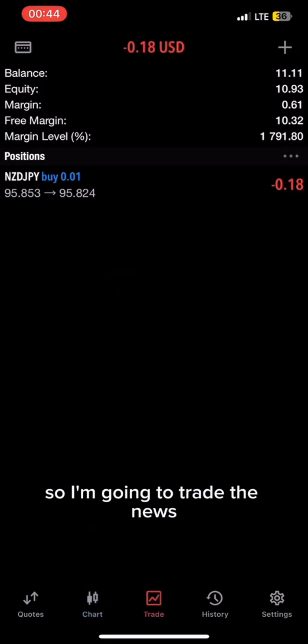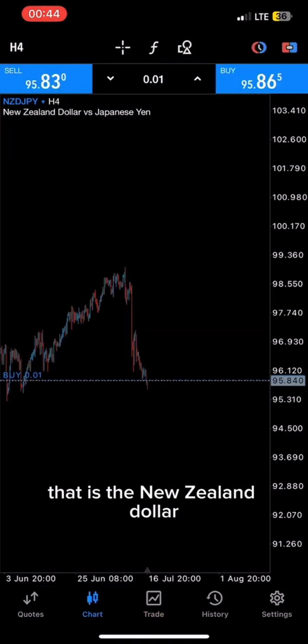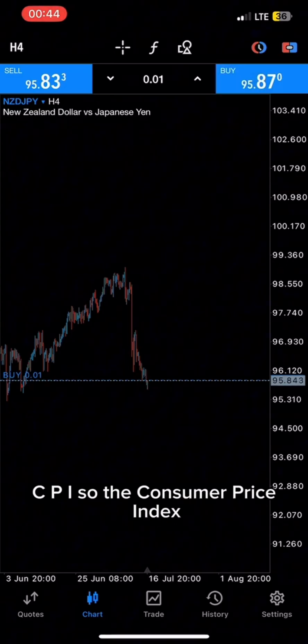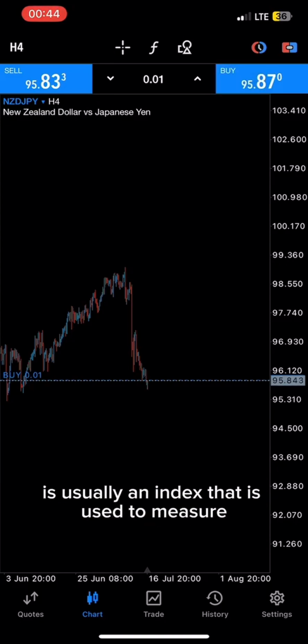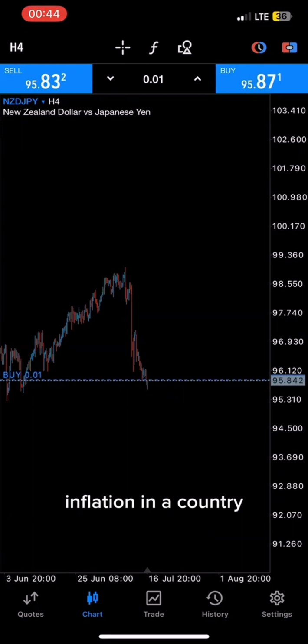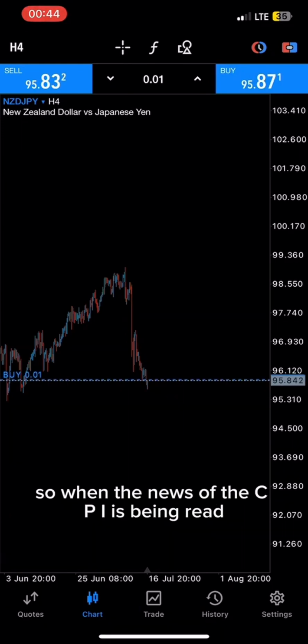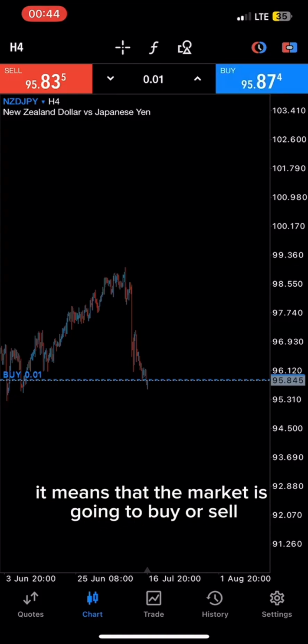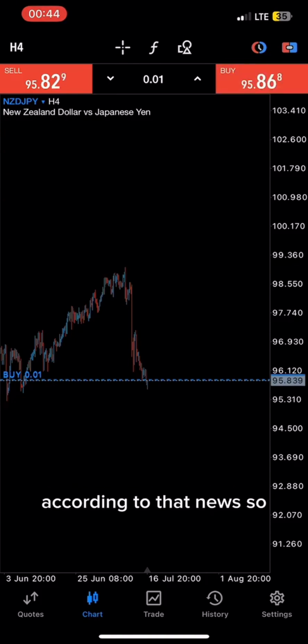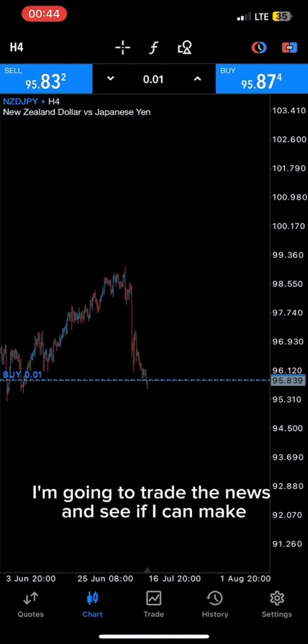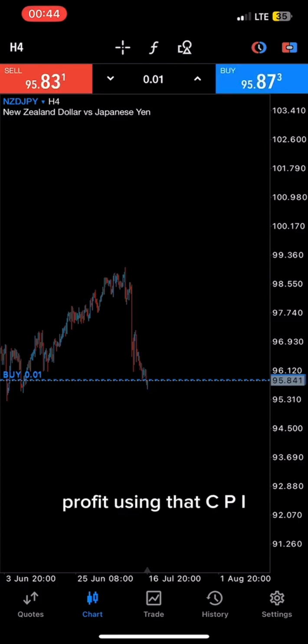I'm going to trade the news, that is the New Zealand dollar CPI. The consumer price index is usually an index that is used to measure inflation in a country. When the news of the CPI is being read, it means that the market is going to buy or sell according to that news. So I'm going to trade the news and see if I can make profit using that CPI.